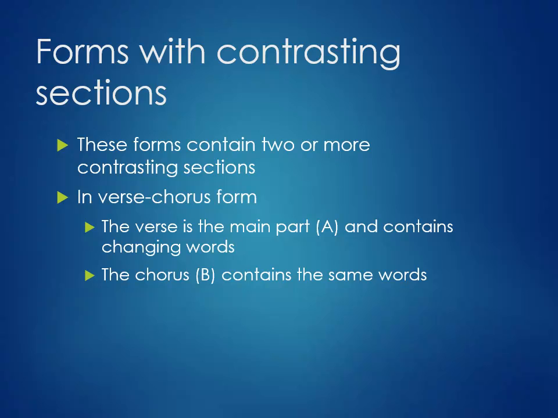Forms with contrasting sections contain two or more contrasting sections, logically enough. In verse-chorus form, the verse is the main part, A, and contains changing words each time it is performed. The chorus, B, contains the same words each time it is performed.